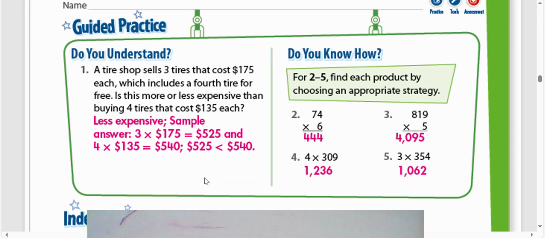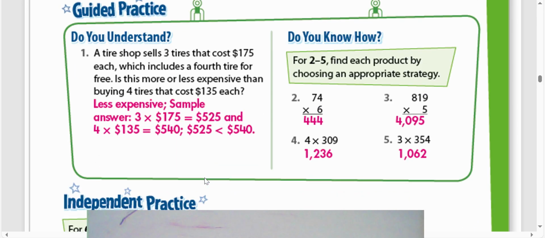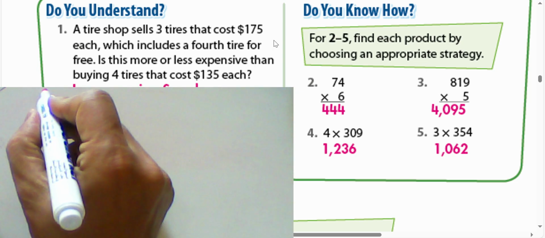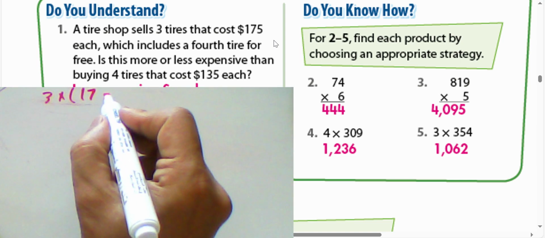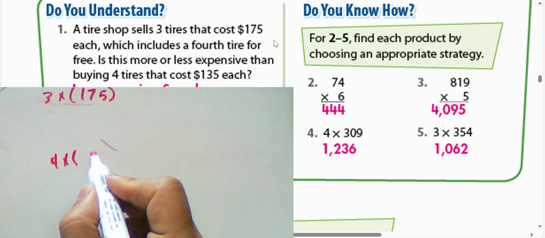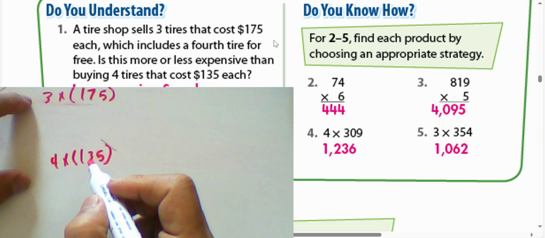Now he asked you to find the result between two numbers. Look at here. A tire shop sells 3 tires. The cost 175 each, which includes the 4th tire for free. Is this more or less expensive than paying for these? The cost 135. We can compare between them. We can find 3 product by 175, and also we can find product between 4 and 135, and then compare between the results.